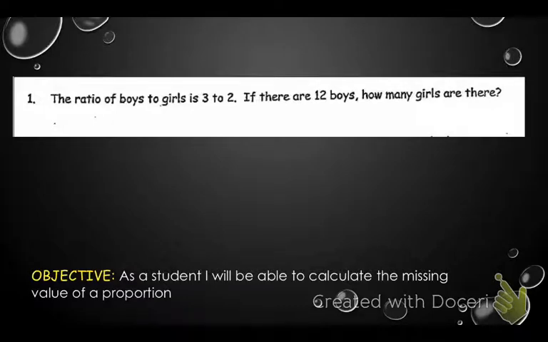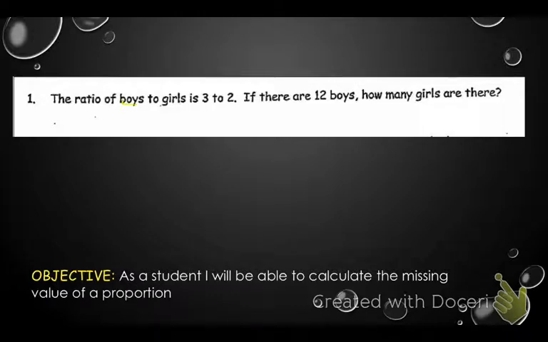Now, this is a typical proportion. I know this because it's comparing two different amounts. I have a ratio of 3 to 2, which is on one side, and I also know that there's 12 boys on the other side. So I'm going to create a proportion to solve this. And to do that, I'm also going to make sure that I label. Labels are really, really important when we do these types of problems because we will get confused very easily. So I want to show you how we're going to do this first.